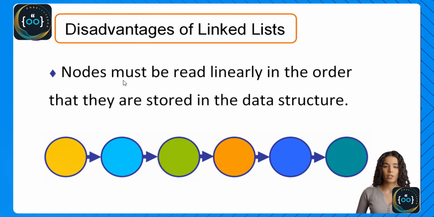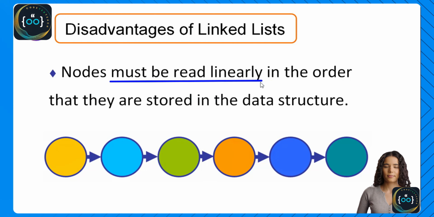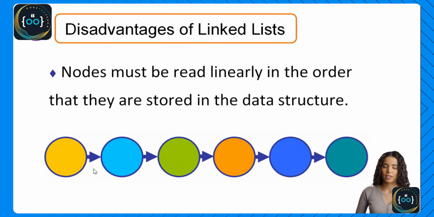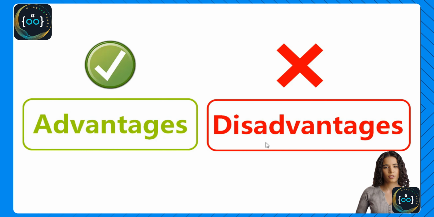Another disadvantage is that nodes must be read linearly, in the order that they are stored in the data structure, because we have to follow the sequence of pointers. We start at the head node, the first node in the list, and then we go through the sequence of pointers, we go through the chain, until we reach the node that we are looking for, or we reach the tail. We cannot jump from one node to the next to optimize the process. Based on these advantages and disadvantages, you can decide whether you should use this data structure for a particular purpose. So you need to decide based on these pros and cons.